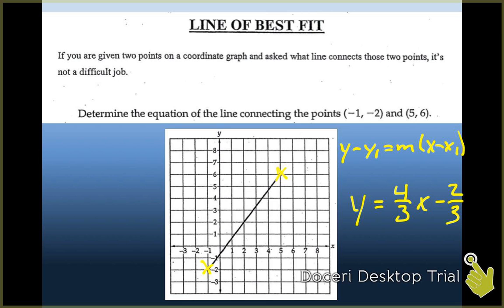Okay, so this would be our equation. It's not tough to do. You'd figure out the slope, plug in some numbers, and calculate it out.